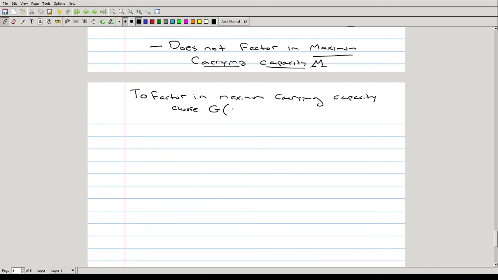So we take the function G of t comma p to be equal to R, the growth rate, times p times 1 minus p over m, which gives us the differential equation dp dt, or p prime, is equal to r times p times 1 minus p over m. And the big question is, why does this factor in the maximum growth rate?